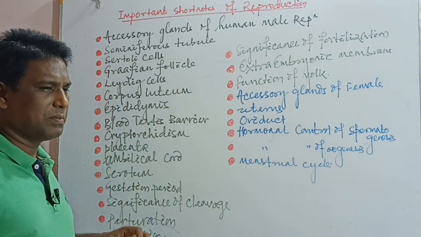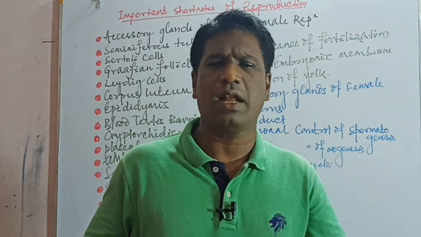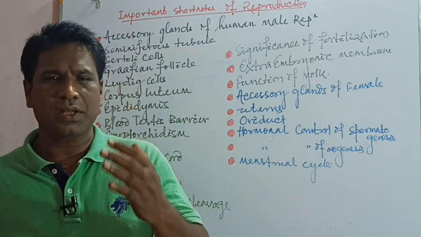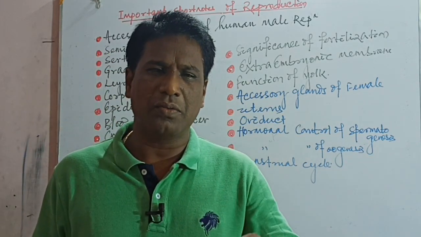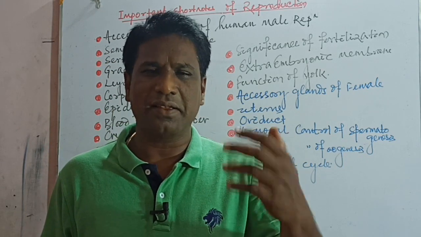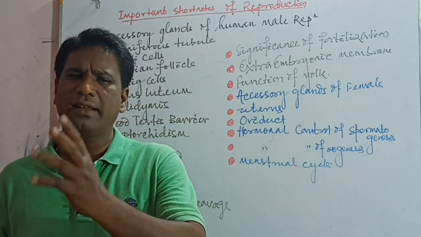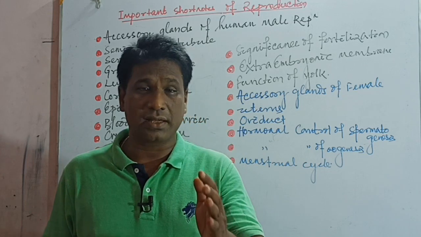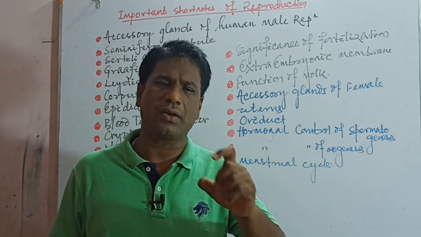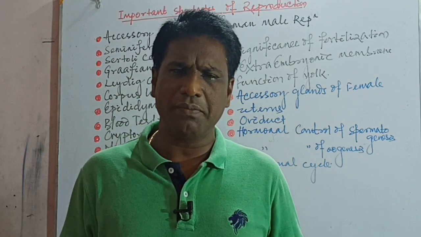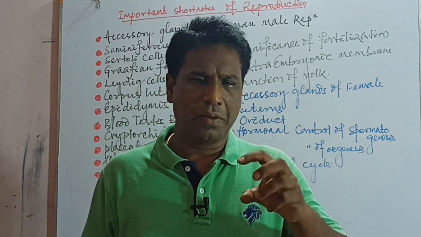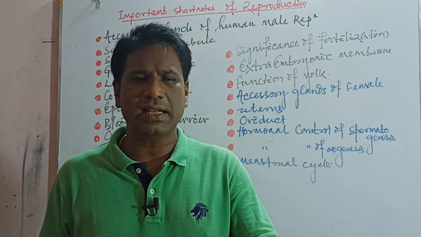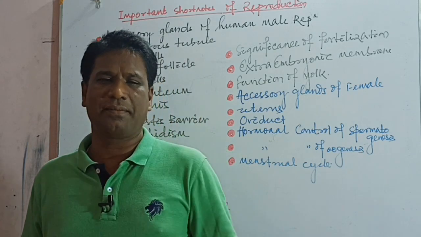Next one is epididymis. It is very easy to answer and it is also another important short note in the male reproductive system. It is a 6 to 7 meter long highly coiled tubule that lies behind the testis. It is differentiated into three regions. The part of the epididymis that arises from the vasa efferentia is called the caput epididymis. The middle narrow part is called the corpus epididymis, and the last part, from where the vas deferens arises, is called the cauda epididymis as it resembles the shape of a tail.